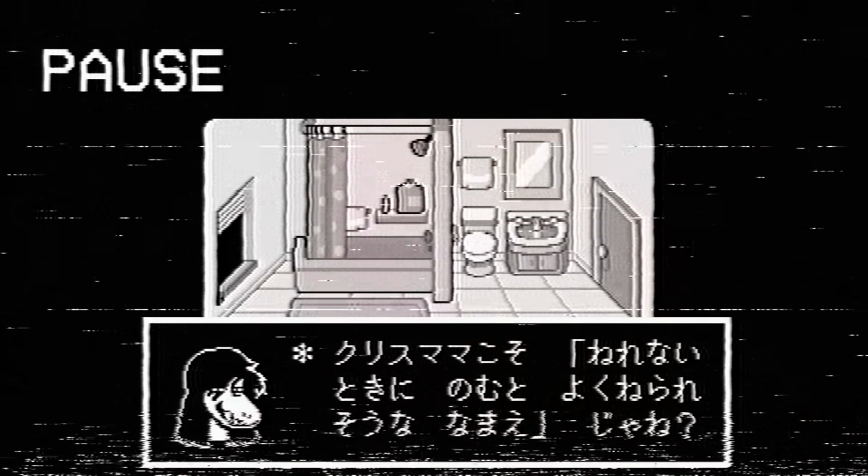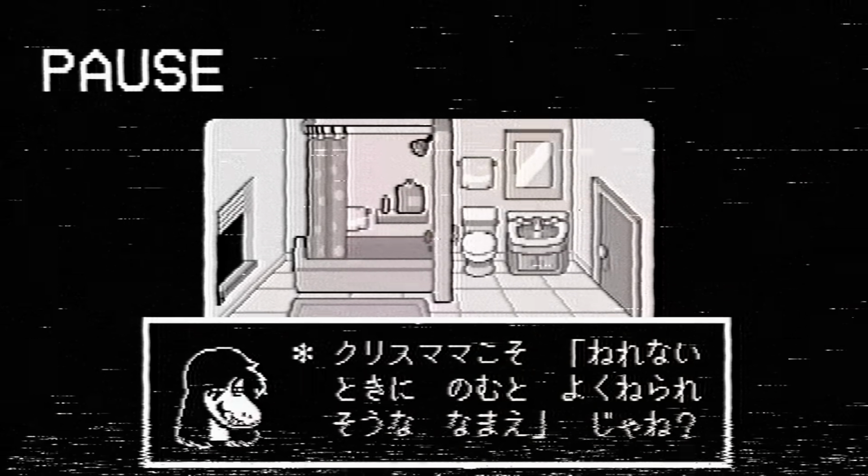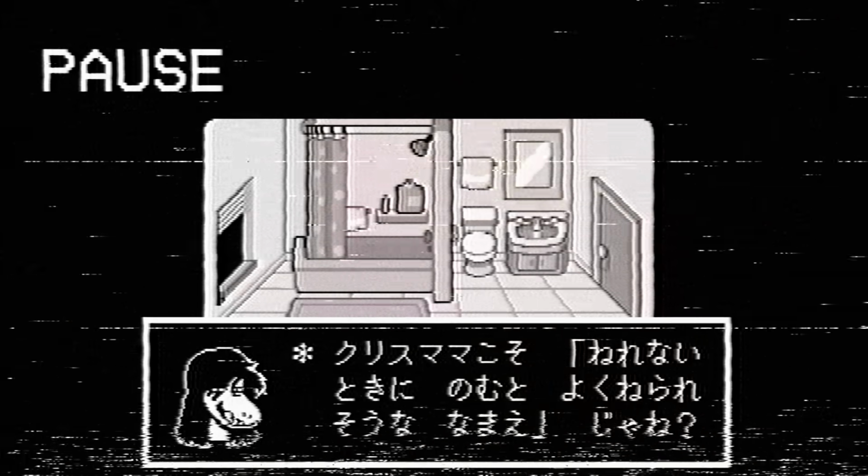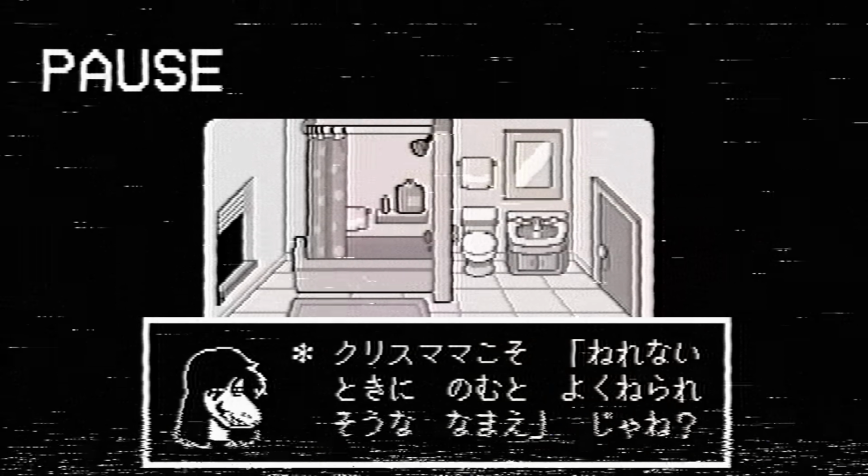Side note, I'm not sure if this line is referencing a specific product or not. If anyone knows some kind of medicine or drink that sounds close to Torieru, let me know.